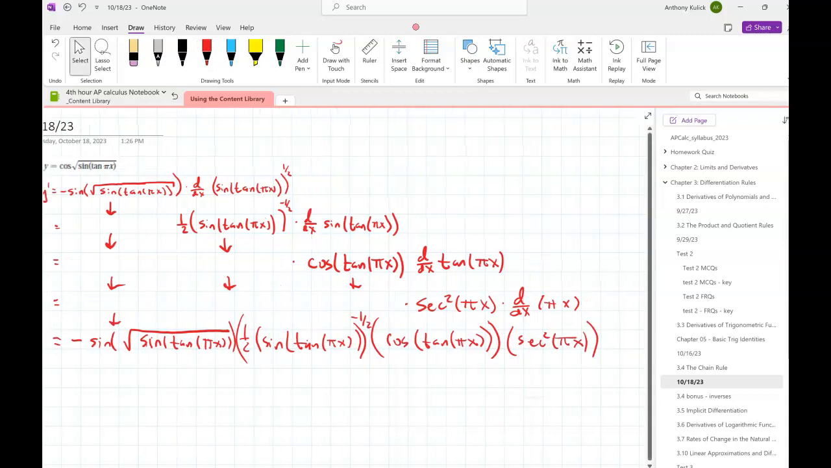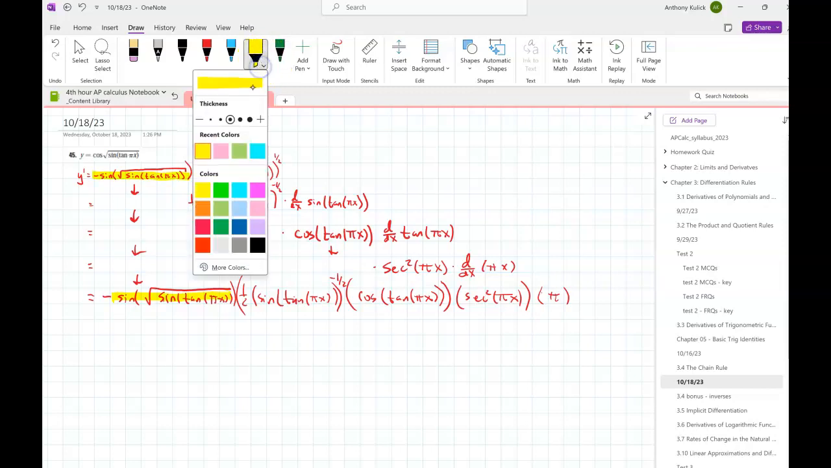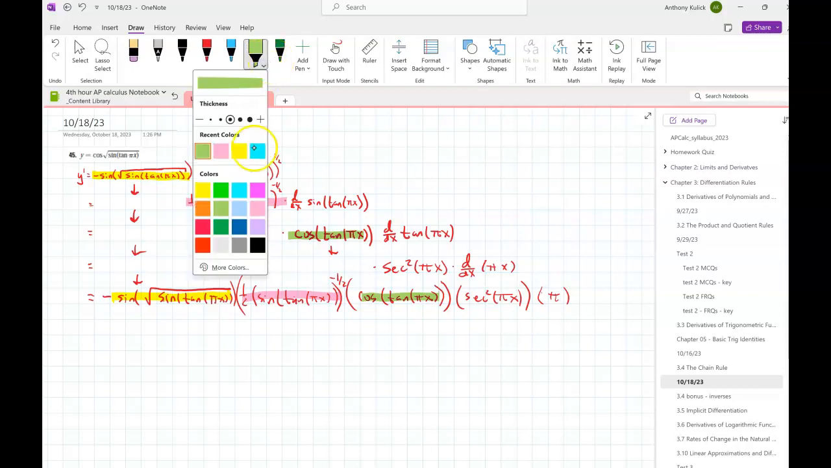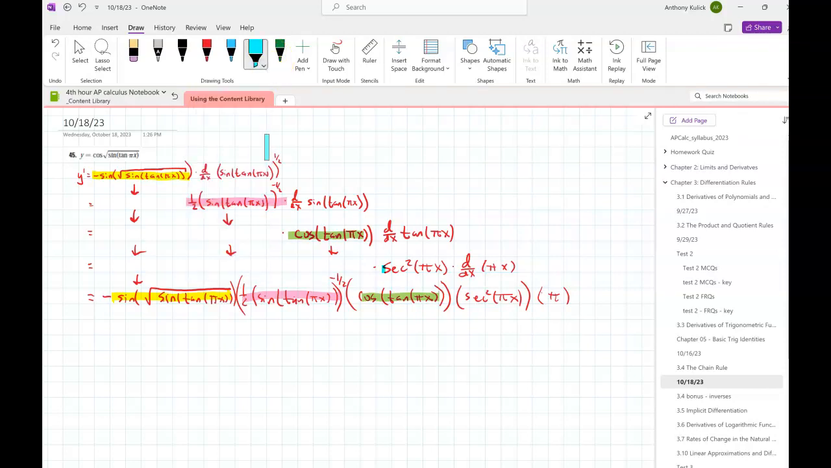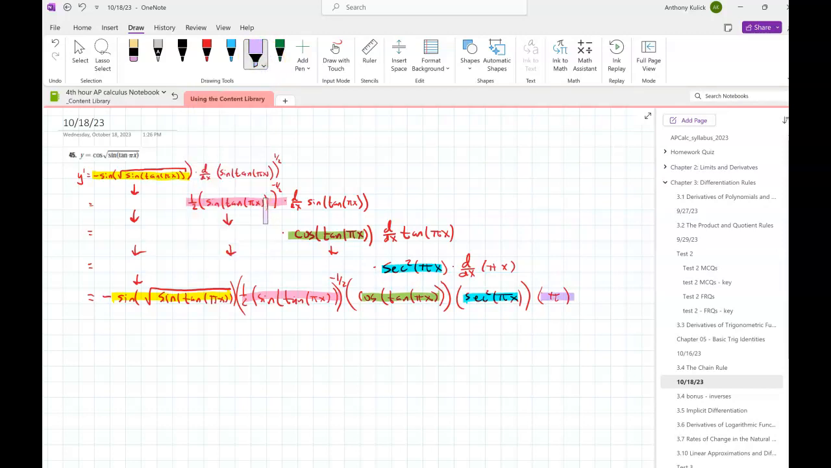And then the derivative of pi x is just pi, right? Just like that part. I have that part. I have that part. I have that part. And I have that part.